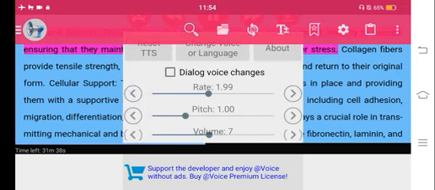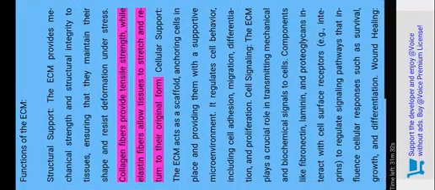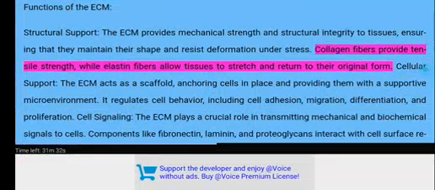Structural support. The ECM provides mechanical strength and structural integrity to tissues, ensuring that they maintain their shape and resist deformation under stress. Collagen fibers provide tensile strength, while elastin fibers allow tissues to stretch and return to their original form. Cellular support.